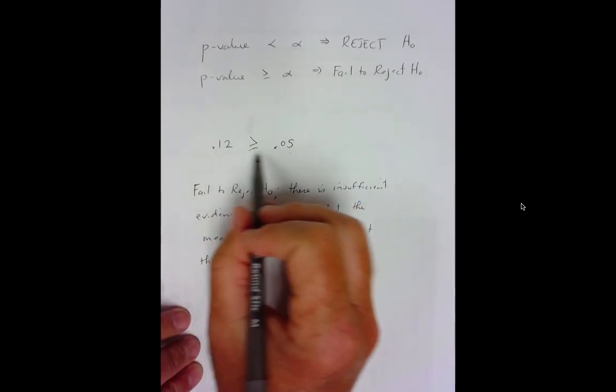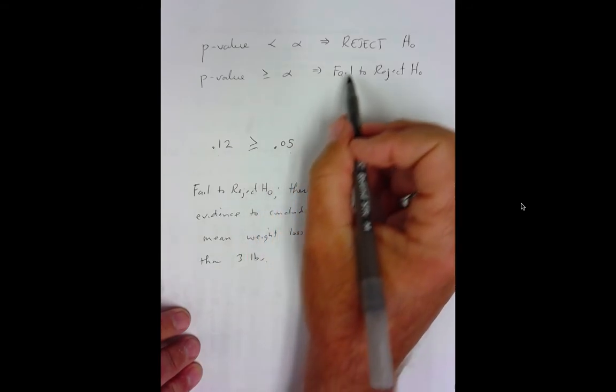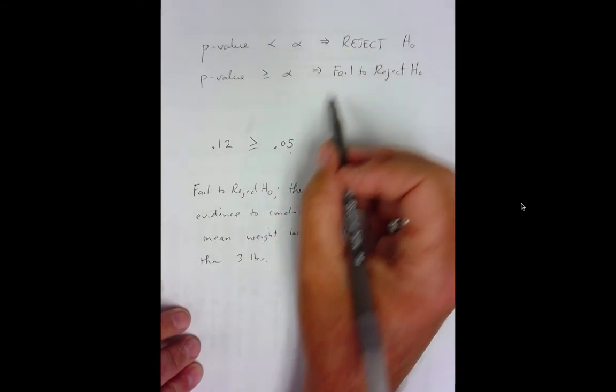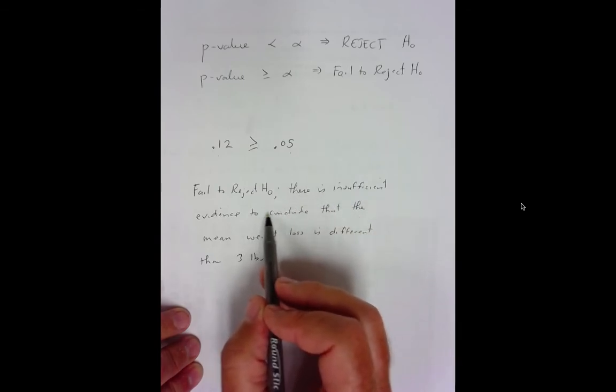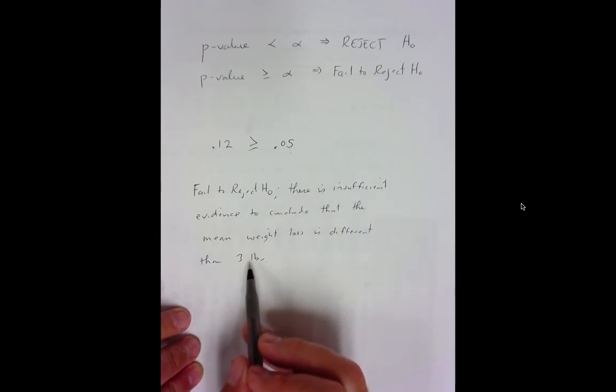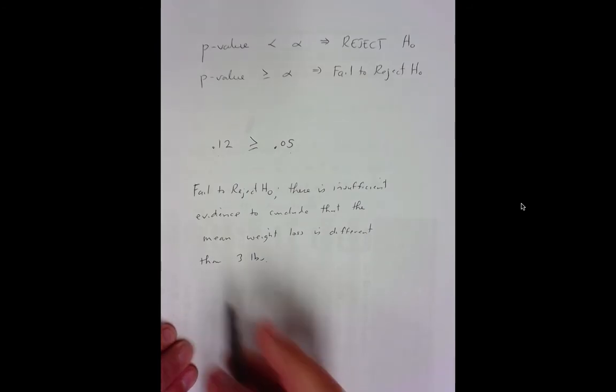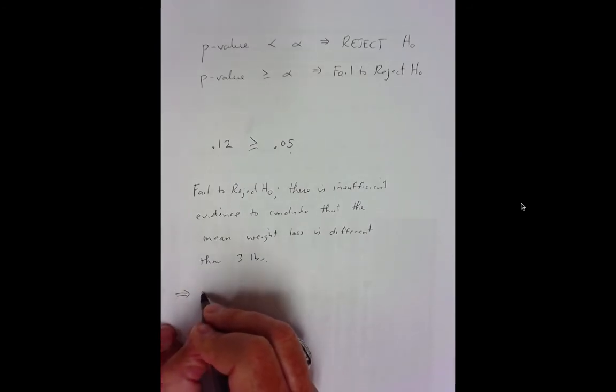Now, if this p-value had been less than the line in the sand, we would have rejected H sub O, and we would have found that there is sufficient evidence to conclude that the mean weight loss is different than 3 pounds. Now, what I always like to do is follow this up with a confidence interval.